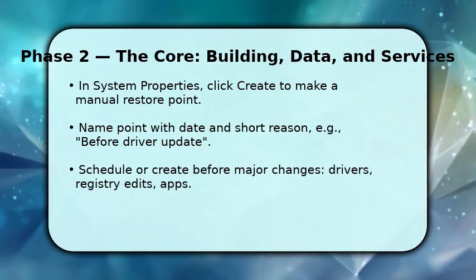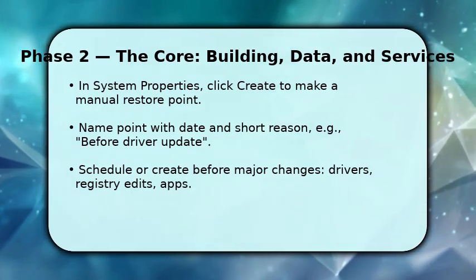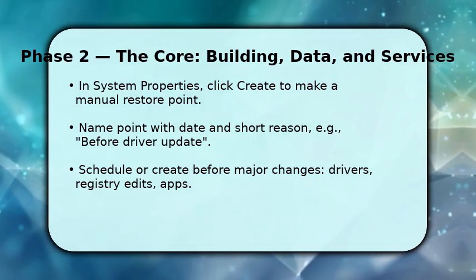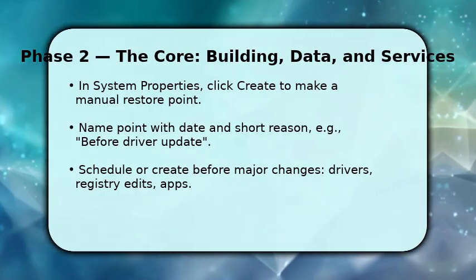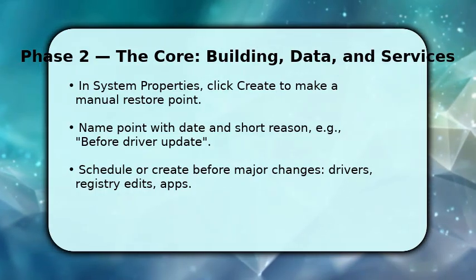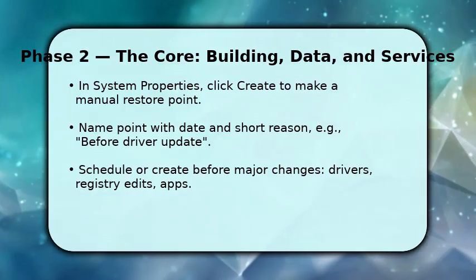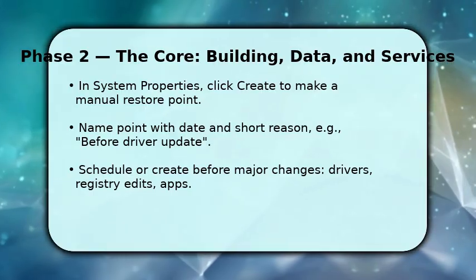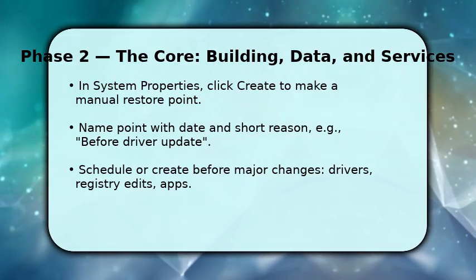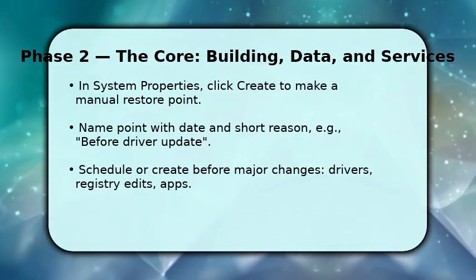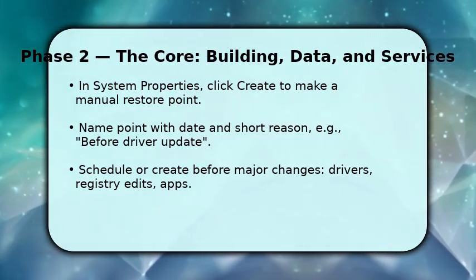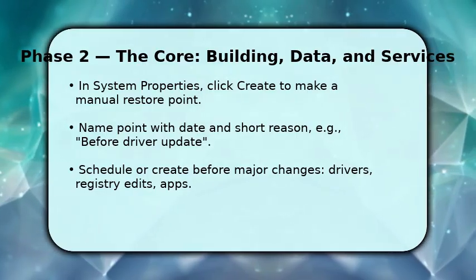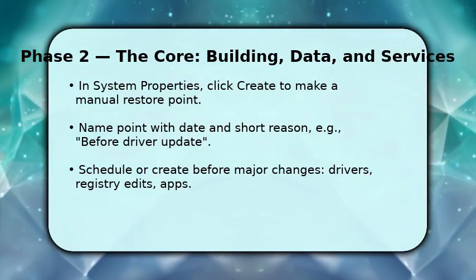Next, create a restore point manually so you have a known good state immediately. In System Properties, click Create, type a clear name with the date and a brief reason, like before driver update, so you can identify it later. Make points before major changes, driver installs, registry edits, or large app updates. Once created, verify it's listed under Restore Points. If you plan regular maintenance, schedule manual points, or rely on Windows' automatic schedule for consistent backups.